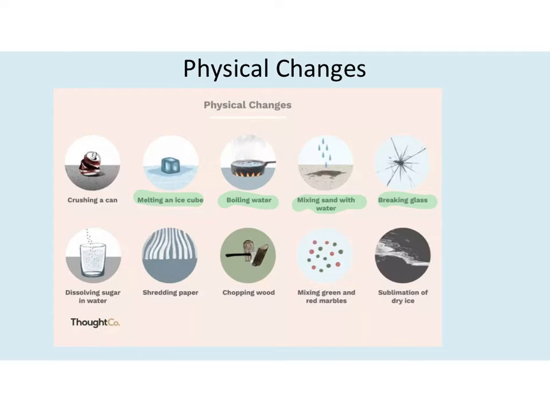Sublimation of dry ice. Sublimation just means going from a solid to a gas without going through a liquid. Mixing green and red marbles, there's still the green and there's still the red. You haven't made anything new. Chopping wood, you just cut it in half. Shredding paper, again, you're just breaking it apart.